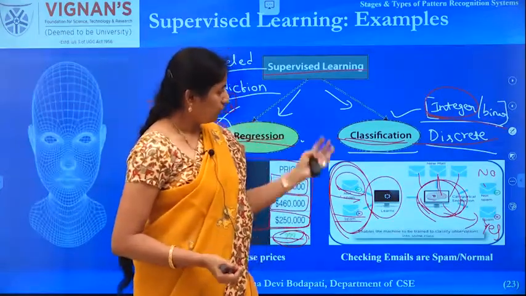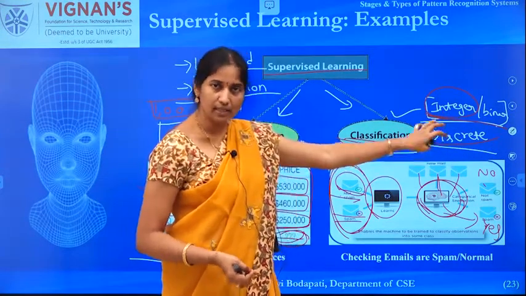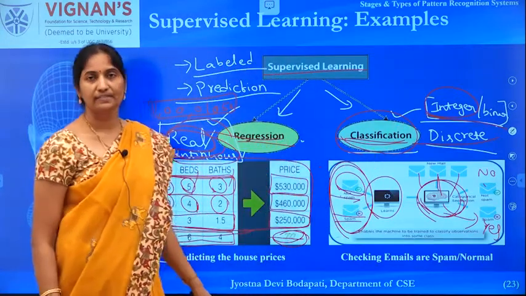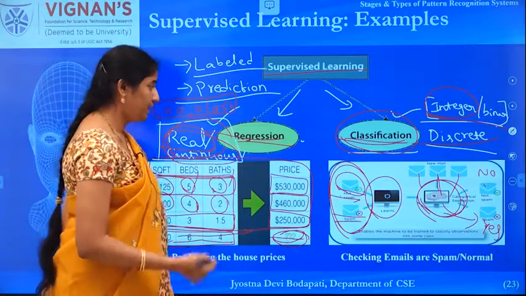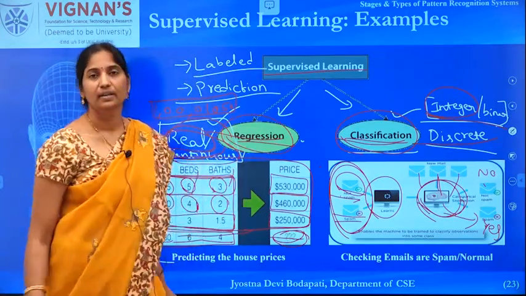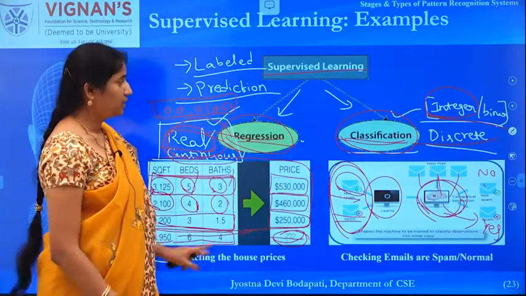So, that is how it works if your prediction value is an integer or binary. That means it is a discrete value. In that case, the task is called a classification task. If your model is predicting a continuous value, then I am calling that a regression task, right. So, I hope it is clear.